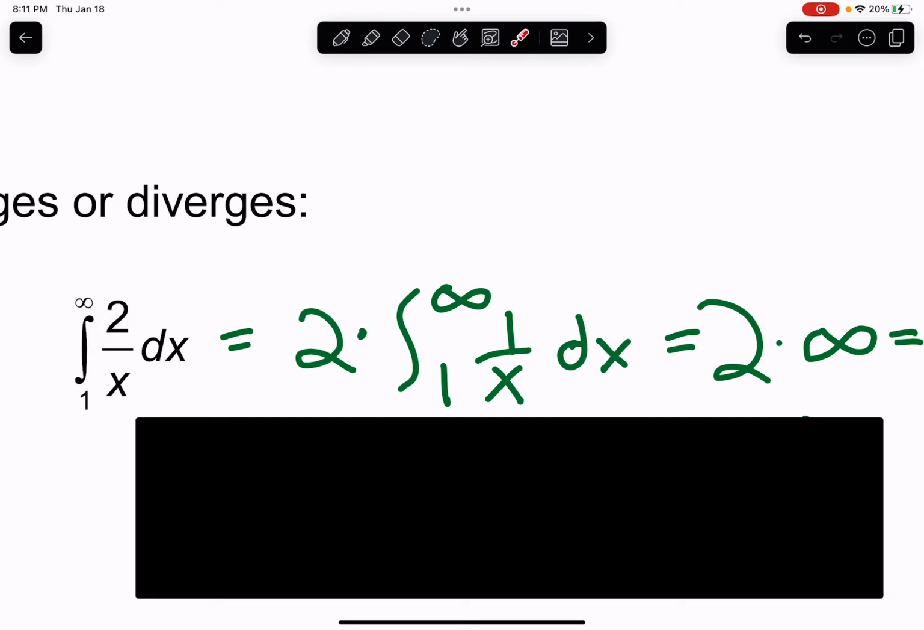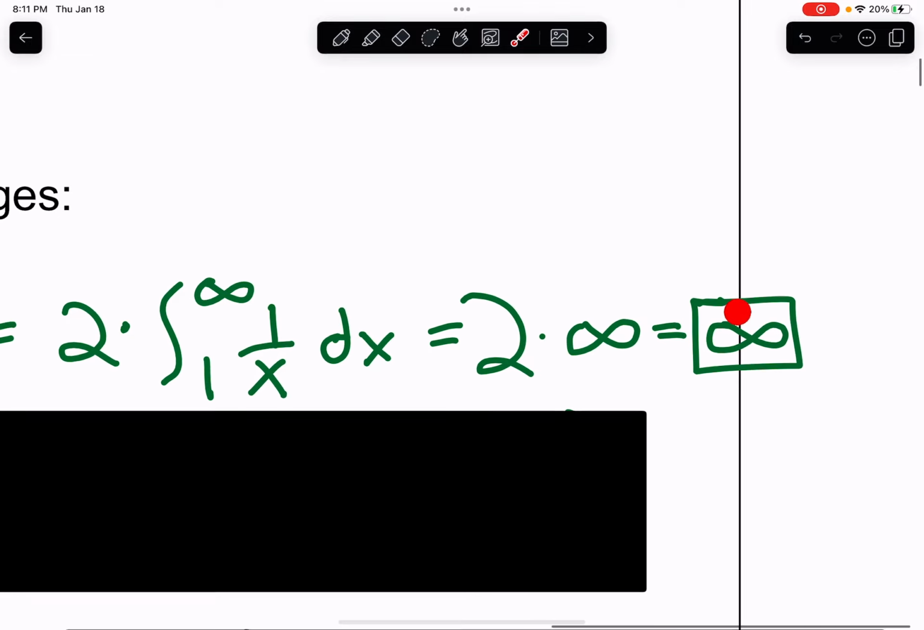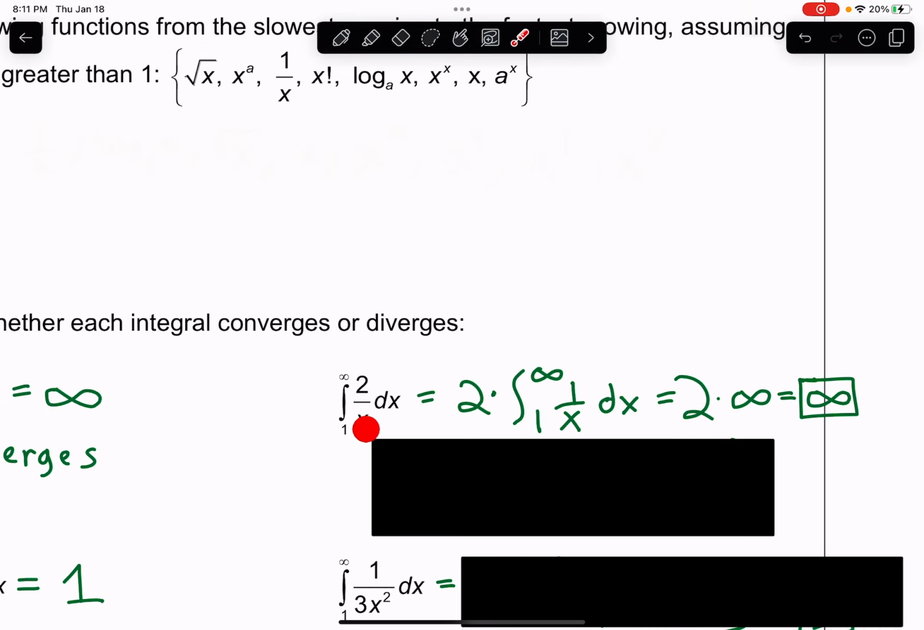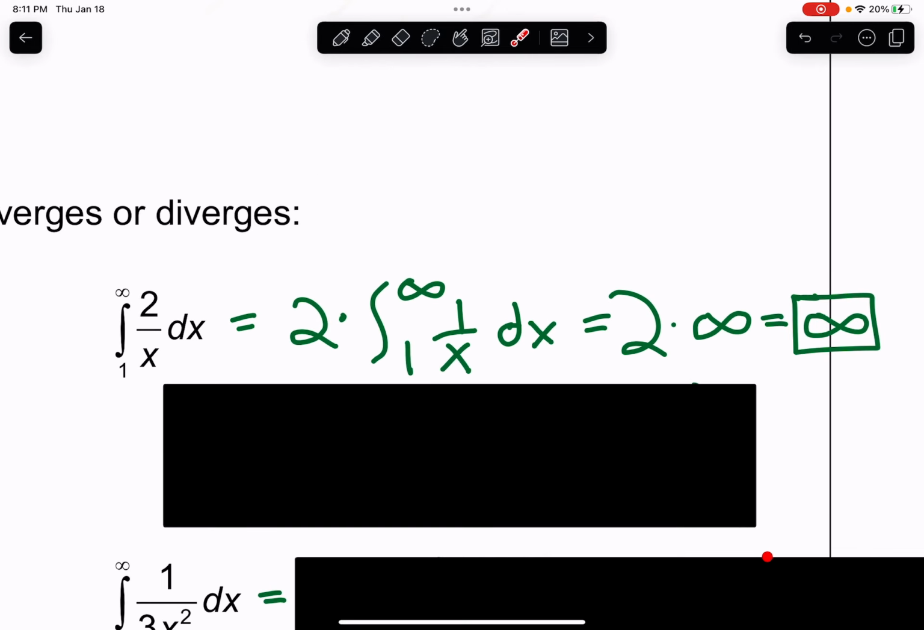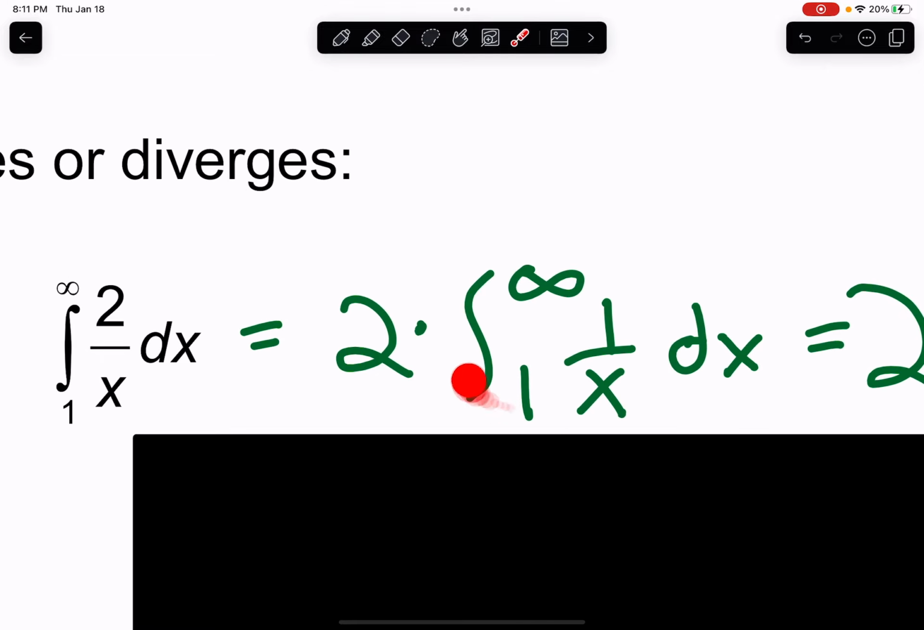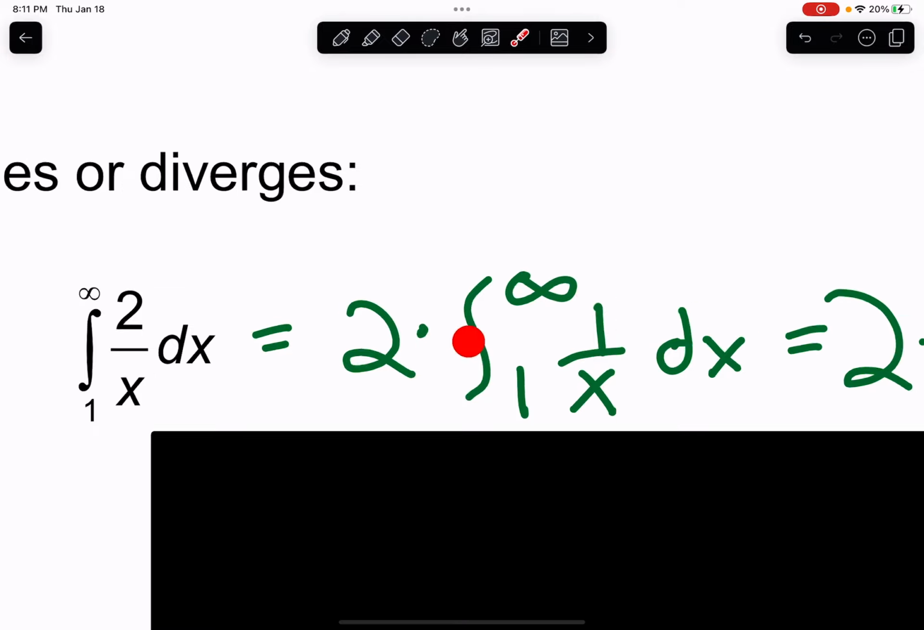Well, what happens if I go 2 times infinity? Well, I can't really double infinity, so we're just going to say it equals infinity. And that's really just coming from what we did in the previous notes. If I'm going to take a function's integral that is basically going to be bigger than an integral that I know diverges, I know for a fact this integral diverges. We did it in the last note sheet. This integral is definitively bigger than the one that I know diverges because it's just 2 times my diverging integral.